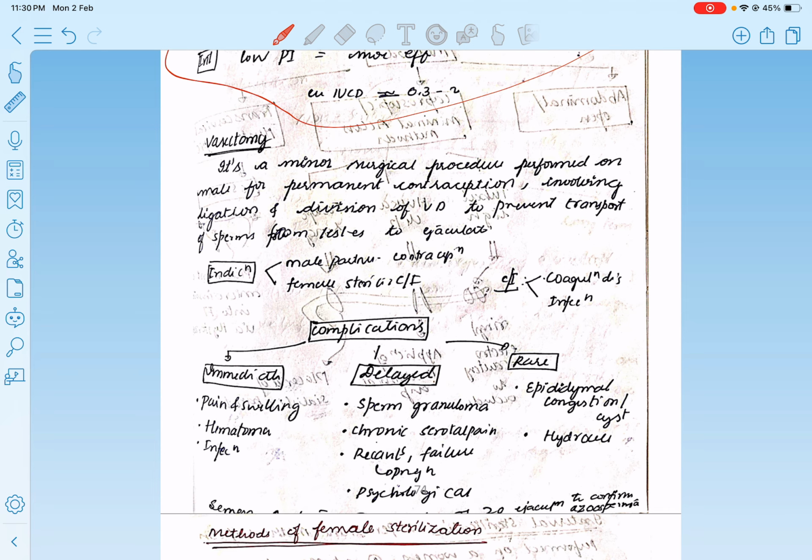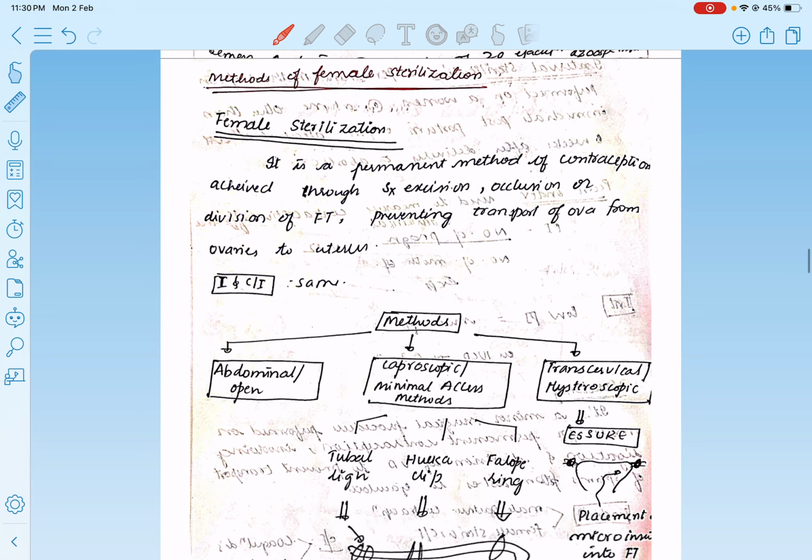Again, complications of vasectomy, again divided as in any surgery, I already write intra-op, post-op. Again you have early and late. Based on that, these are the major important things which you need to do, so make sure you place it. This is a proper 5-marker question. Okay, so they might ask you what are the methods.